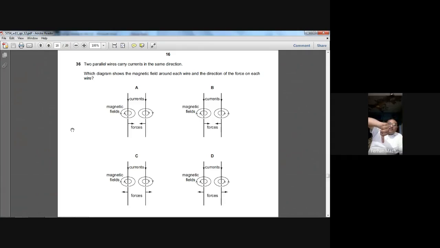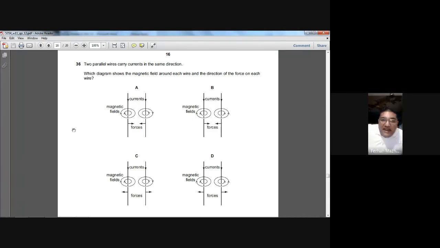The curls of the right hand are telling me that the direction of the magnetic field should be clockwise. And if I hold the left wire, the current is going downward. I'm holding it with my right hand, my thumb is in the direction of the current. The curls of the right hand are telling me that the direction of the magnetic field around this conductor should be clockwise. So A is the right option.